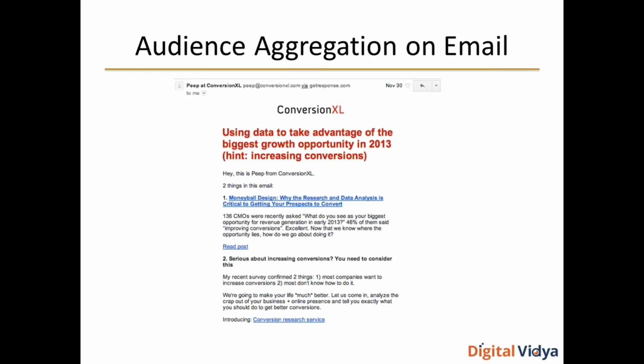Based on what people click on my link, I will do audience aggregation. If people click on the first link, that's a different set of customers. If people click on second link, that's a different set of customers, right? This is how I will try to understand my audience who is reading my email, right?